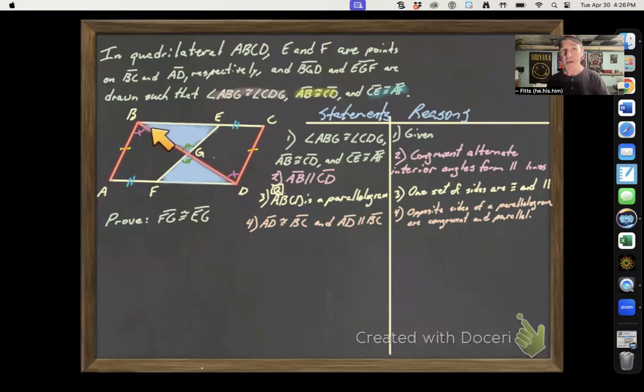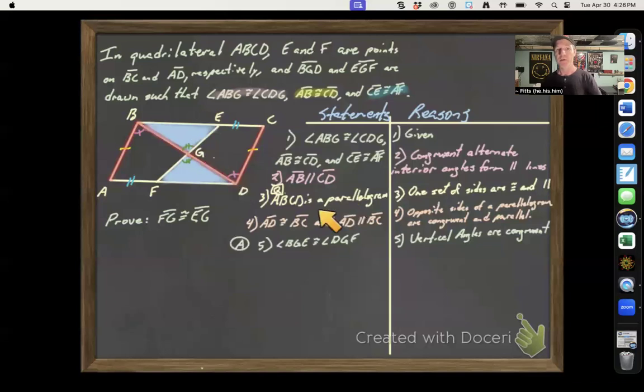Now I can use those facts to help me prove some things about the triangles. Notice here, I've already marked these angles congruent. If you ever see like that X shape, think about vertical angles. So angle BGE is congruent to angle DGF. Why? Vertical angles are congruent. Now I have one set of angles, right? We need three things to prove triangles are congruent. I have one set of angles. I need two more things. So that's the first one.